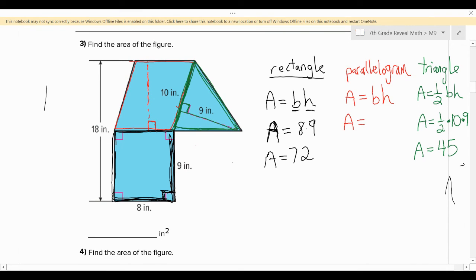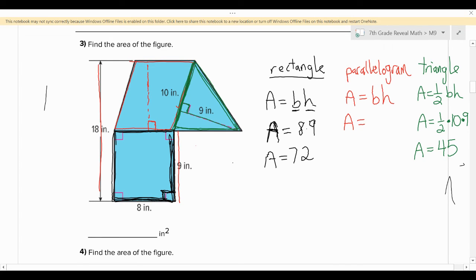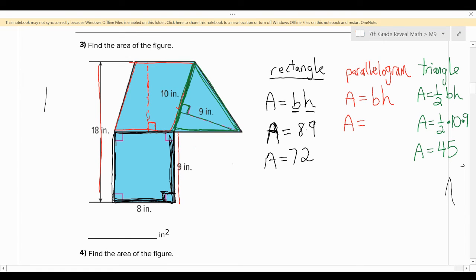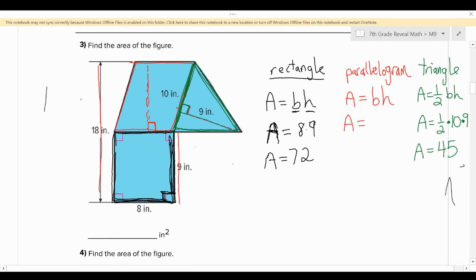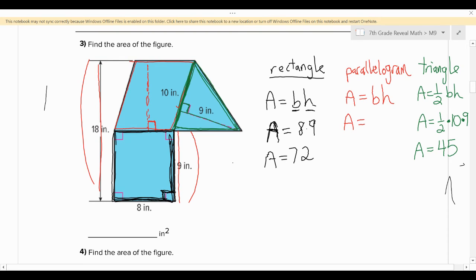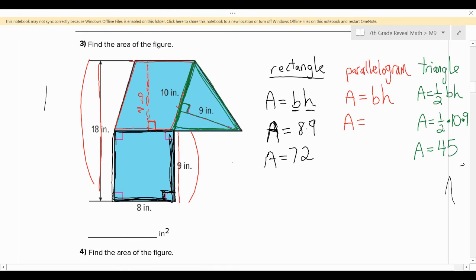I see this length and I see this length. They're both going in the same direction here. So I can get that height. I can get from this side up to that side, and it meets at a right angle. If I know this whole thing is 18 and part way up is 9, then the rest of the way up is also going to be 9, because 9 plus 9 is 18. So we know that that's 9.